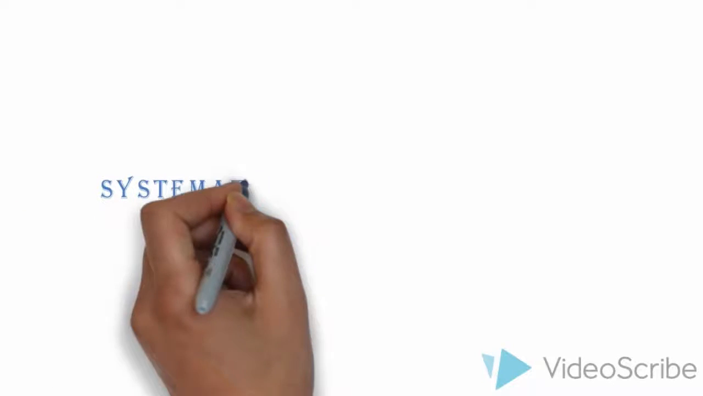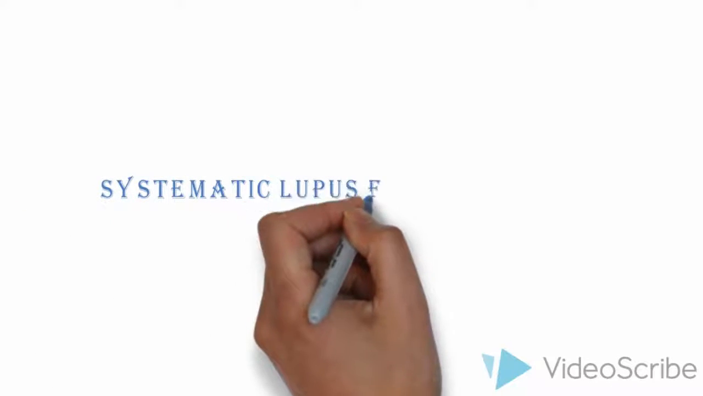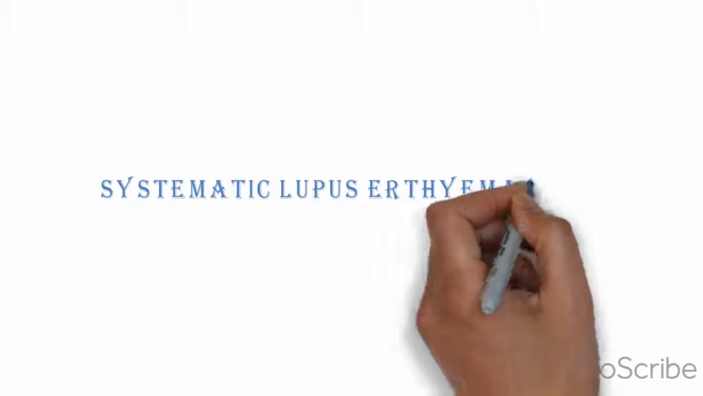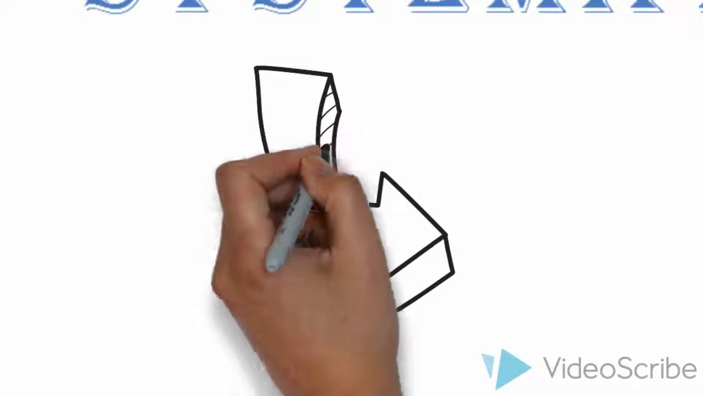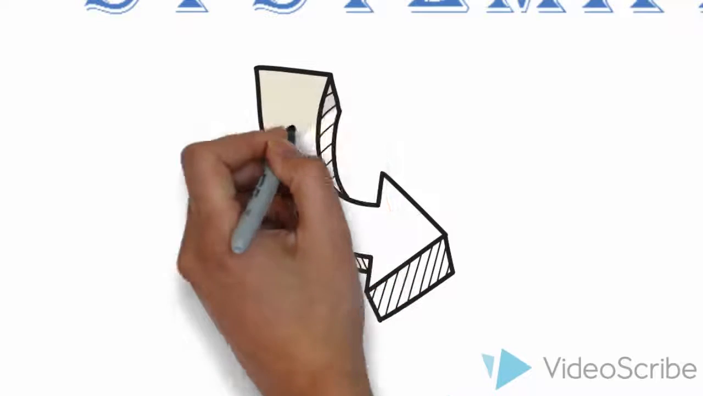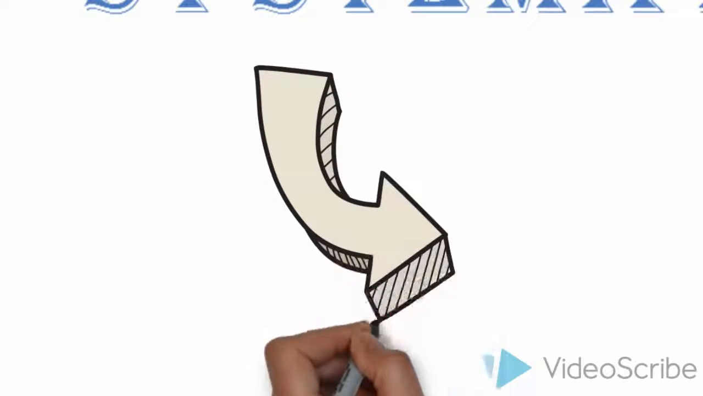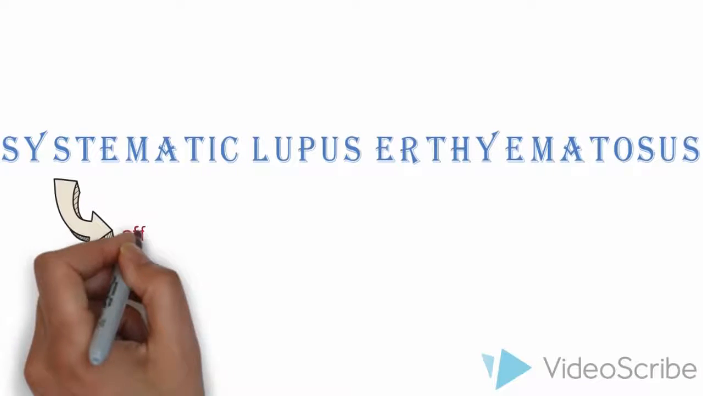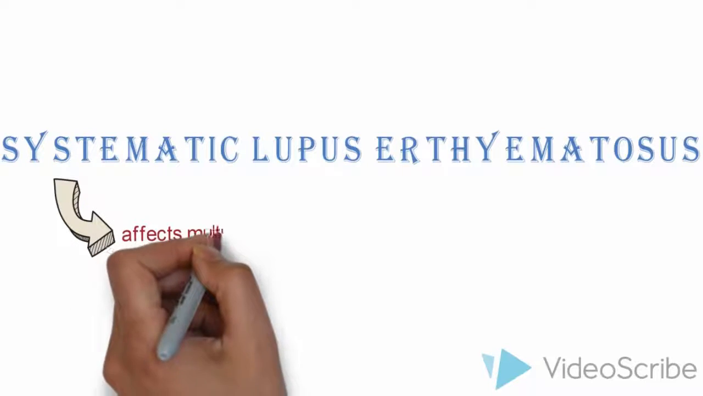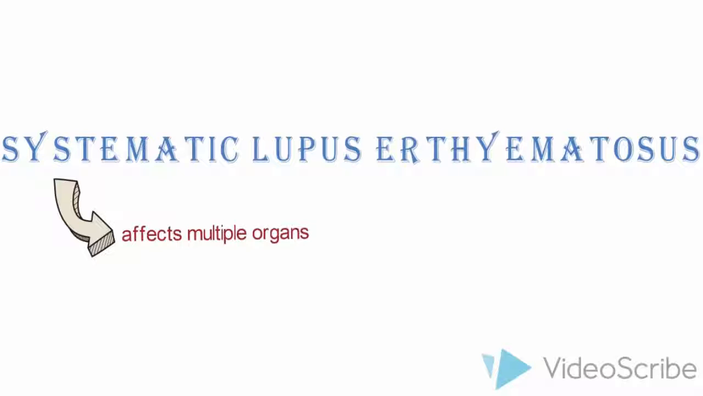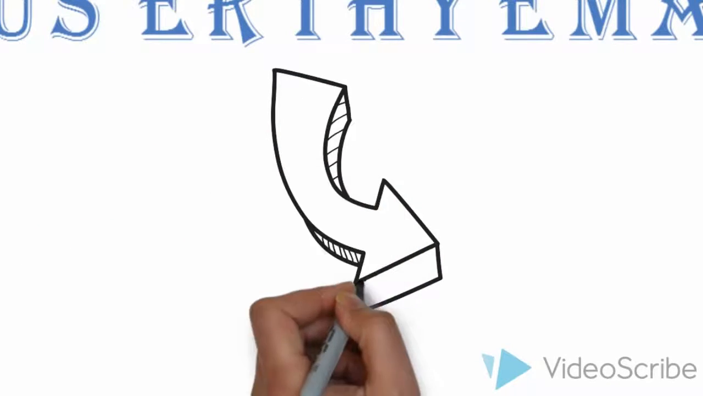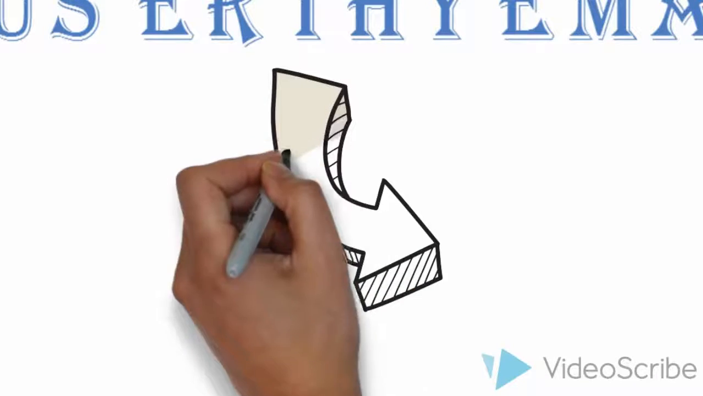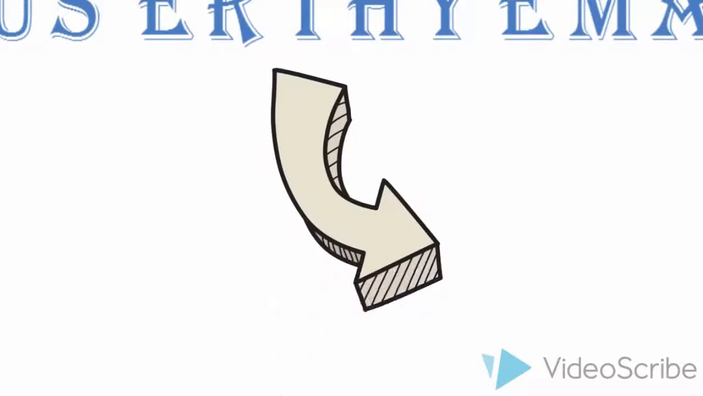Okay, systemic lupus erythematosus. What is systemic lupus erythematosus? Well, we'll break it down. Systemic basically means affects multiple organs within our bodies. And then we have erythematosus. What does it stand for? Well, basically erythematosus is reddening of the skin, which we usually get when our skin is irritated.